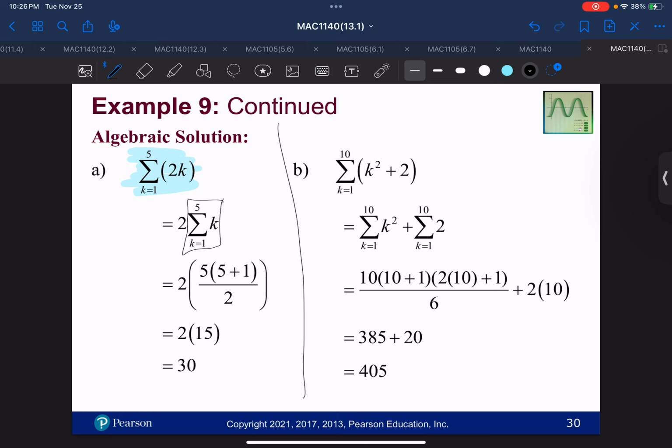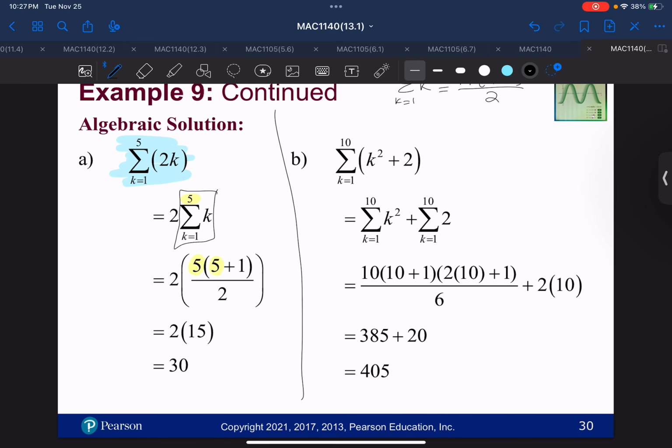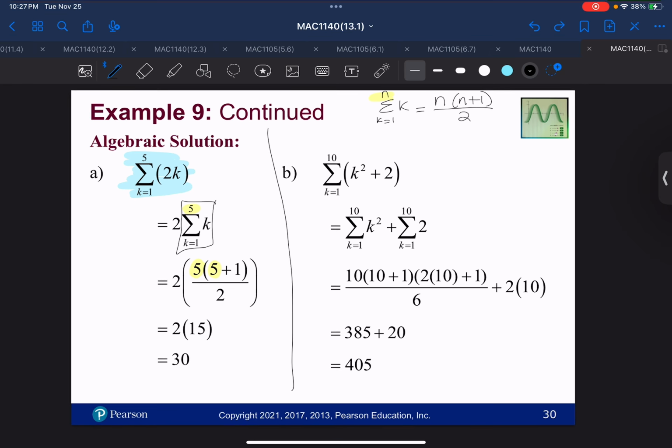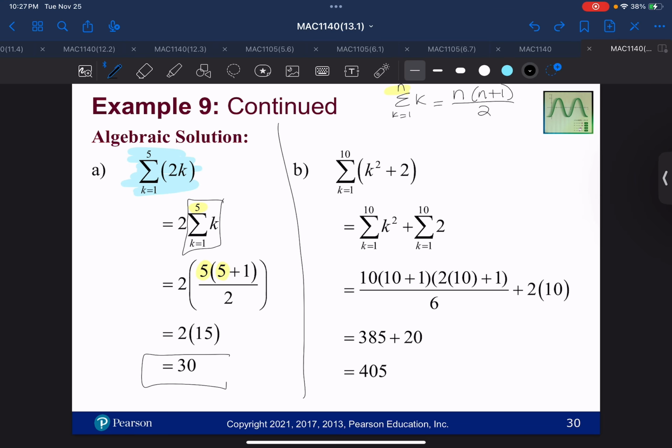And that formula, let me rewrite it up here, is equal to n times n plus 1 divided by 2. So the n here is equal to 5. So this will just become 2 times 5 times 5 plus 1 divided by 2. 5 plus 1 is 6. 6 times 5 is 30. 30 divided by 2 is 15. And 15 times 2 is 30. So that summation is equal to 30.